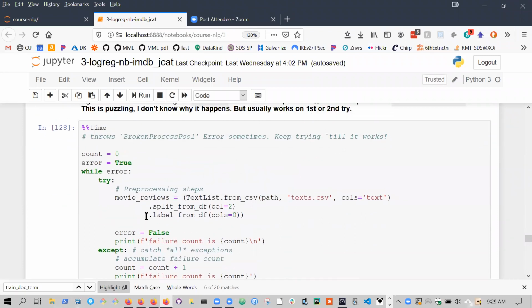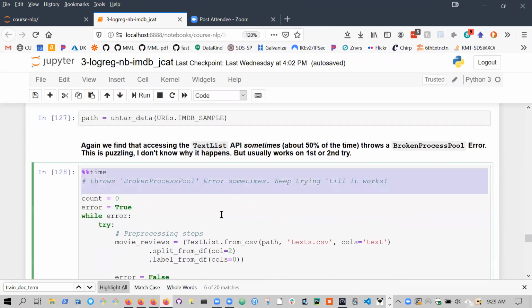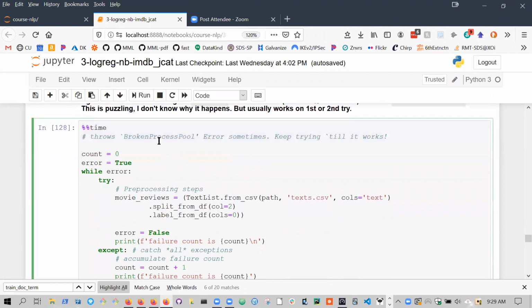Rachel wrote about this problem. I don't know if anybody's tried to run this, but on my Windows machine, I kept getting broken process pool errors whenever I try to use this wonderful API that FastAI wrote. But being a really persistent guy, I kept trying it again and again, and I found out that sometimes it works and sometimes it doesn't work. So it's a really weird kind of error. There's something wrong with the library that they haven't fixed yet, and maybe it's hard to fix.